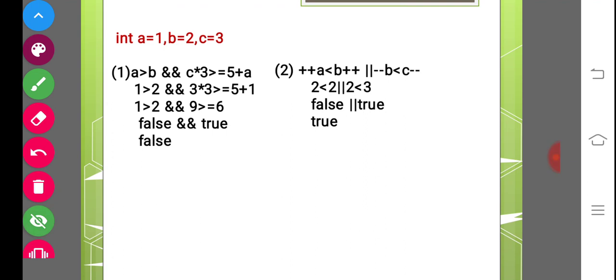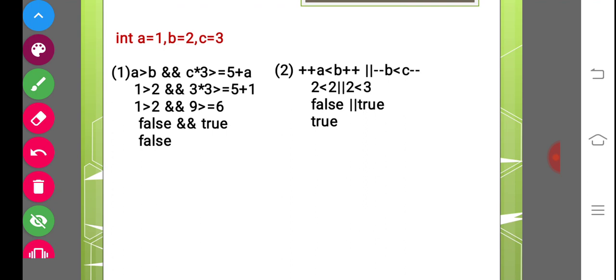Okay, in this slide, we will discuss the questions based on predict the output. See, A is initialized with 1, B is initialized with 2, and C is initialized with 3. Now, in the first expression, A is greater than B AND operator C multiplied by 3 is greater than or equal to 5 plus A.